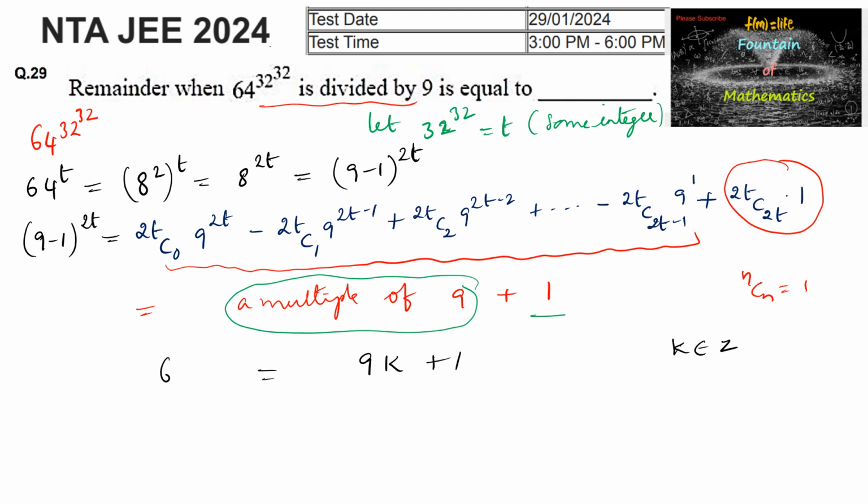So 64 to the power of 32 to the power of 32 can be written as 9 into something plus 1. Which implies that when this 64 power 32 power 32 is divided by 9, the remainder is equal to 1. Dividend is equal to divisor into quotient plus 1. 1 is the remainder. So we can say the answer is 1.